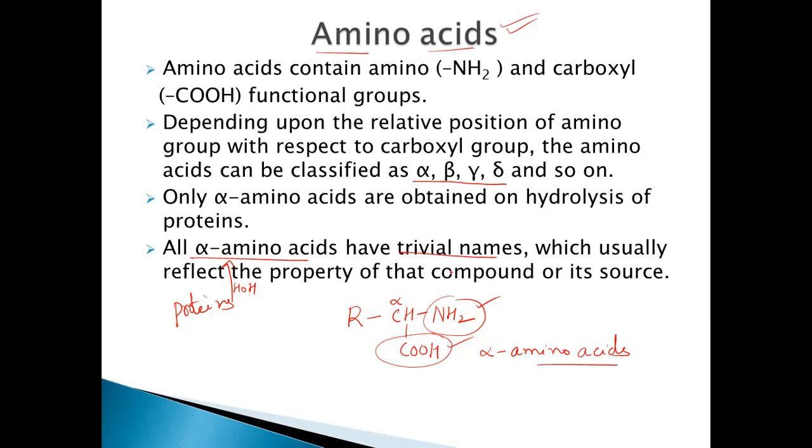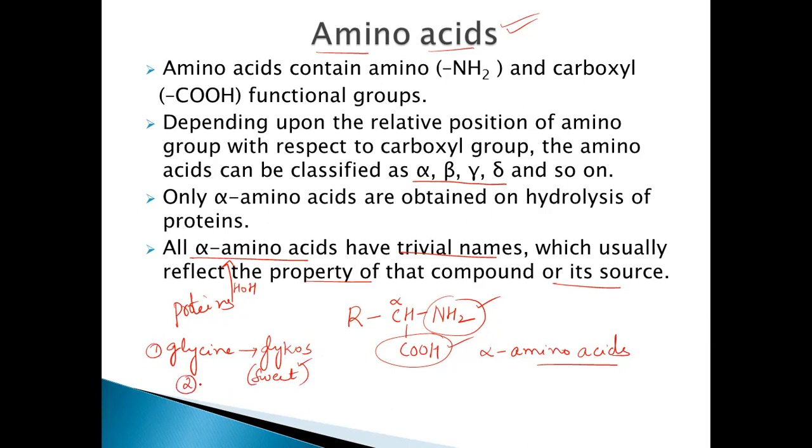These are named depending upon the source or the property of the compound. For example, take glycine, the very first of the 20 naturally occurring amino acids. The name is derived from the Greek word glykos, which means sweet, because it is sweet in taste. So depending upon the property, we name it glycine.